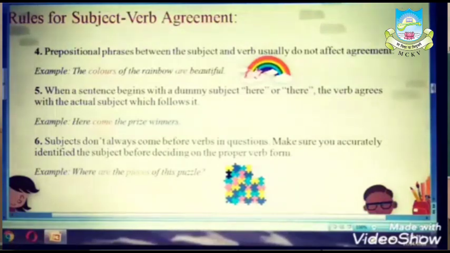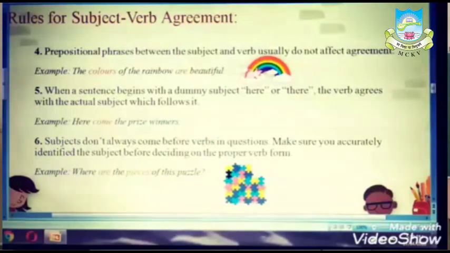The subject is colors, and colors is plural, so it is taking a plural verb. Now see the next sentence. That is point number 5. When a sentence begins with a dummy subject, here or there, the verb agrees with the actual subject which follows it.